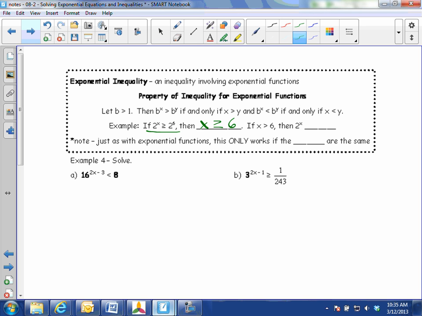And again, we can plug it back in. If x is greater than 6, then 2 to the x is going to be greater than 2 to the 6th, because this is just a greater than, not a greater than or equal to. And note, this is with exponential functions, and it only works if the bases are the same. You can only pull out those exponents if they are the same bases.